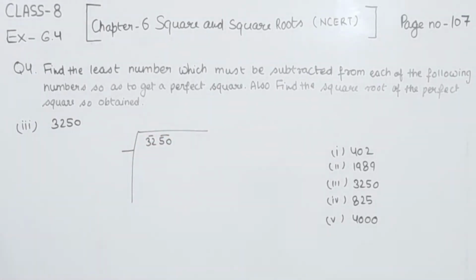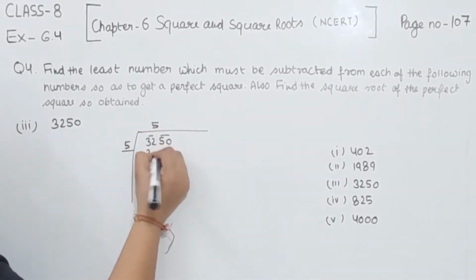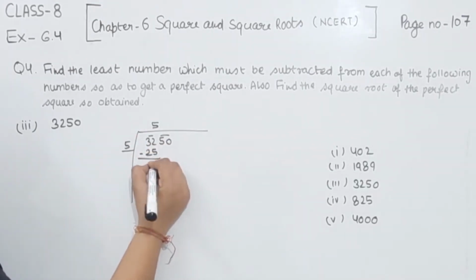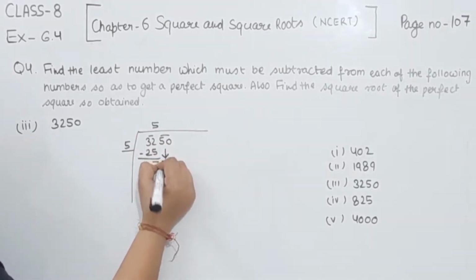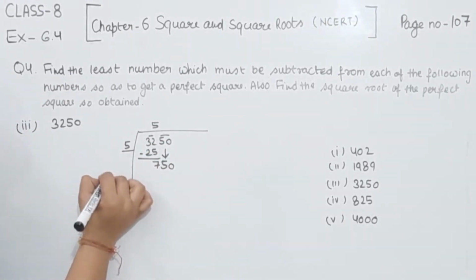Now 4 4s are 16, 5 5s are 25, 6 6s are 36. 36 is greater, so we're going to take 5 5s are 25. Then the remainder we have as 7. Now we're going to take this one, the pair, downwards, and we're going to double this one. So this is 5 2s are 10.